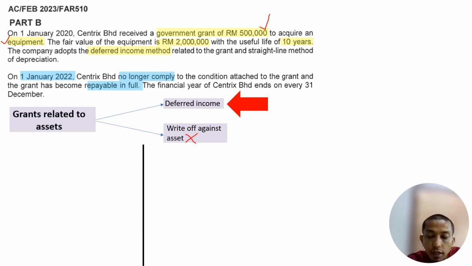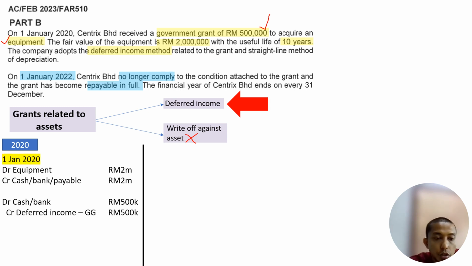So again, guys, I'm going to show the full working on how to solve this. We start with year 2020, because that is when we received the grant to acquire the equipment. So how do we record the acquisition of equipment? Debit equipment, credit bank, cash, or payable if you haven't paid yet, 2 million.